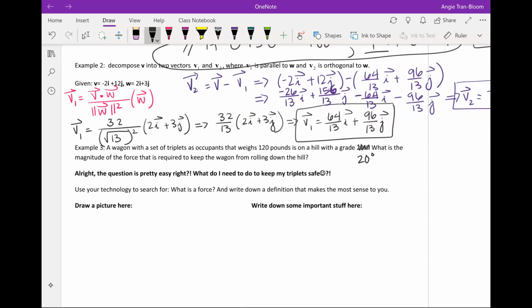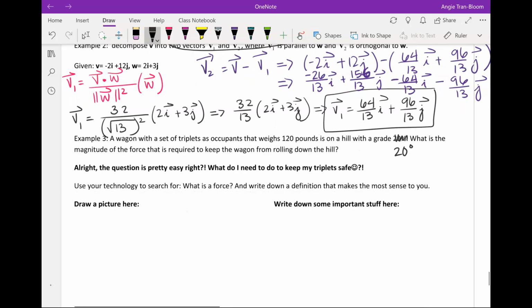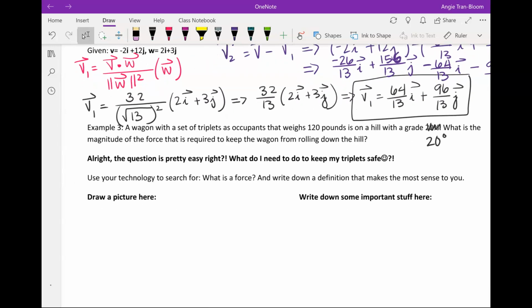Example 3, ready? Can you help me? Tim, help me read example 3. Example 3. A wagon with a set of triplets as occupants that weighs 120 pounds is on a hill with a grade of 20 degrees. What is the magnitude of the force that is required to keep the wagon from rolling down the hill?